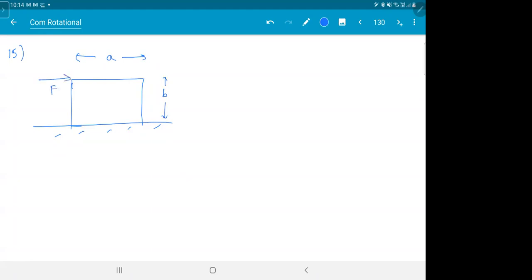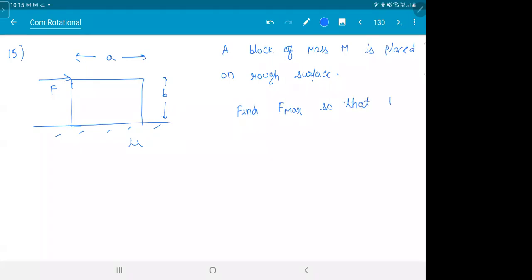So someone is applying F here. This is a mass M. Ground is rough. It's placed on a rough surface. So the question is, find the maximum F so that the block does not topple, does not slip. You don't want it to topple, you don't want it to slip. Does not slip and does not topple.